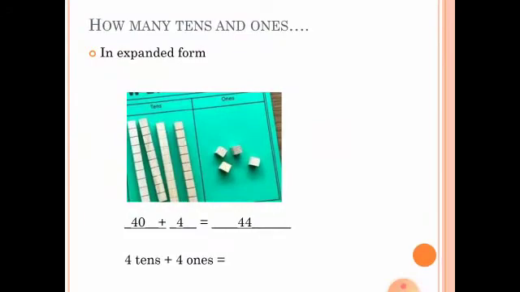Now here is the slide in which you will come to know the concept of expanded form. In expanded form, we write the number according to its place value along with the sign of plus among them. In the slide you can see that there are 2 columns, ones and tens. There are 4 blocks in the ones column, and 4 rows of 10 blocks each in the tens column.